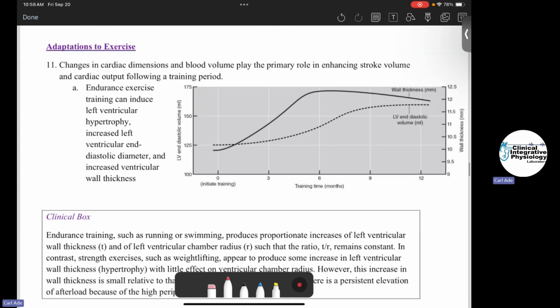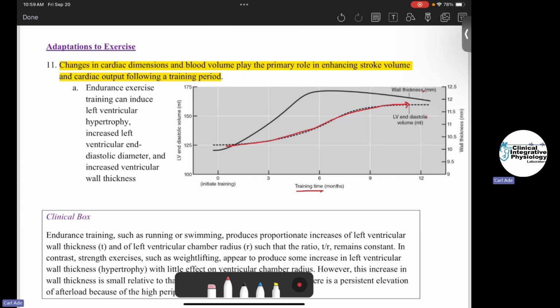What about adaptations to exercise? What takes place? And there's a variety of things. Well, I've mentioned and we've seen just previously in some of the figures of trained and untrained men and women that these changes in cardiac dimensions and blood volume really are a big driver of the stroke volume and cardiac output changes highlighted above that come with training. And we can see here, this is training time in months, wall thickness, and end diastolic volume. We can see these changes.